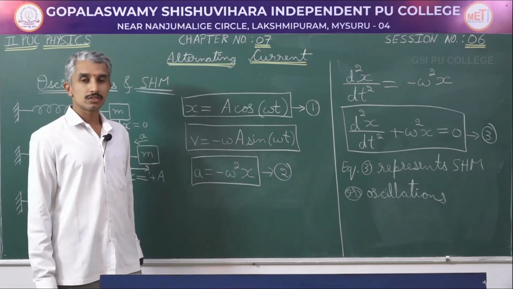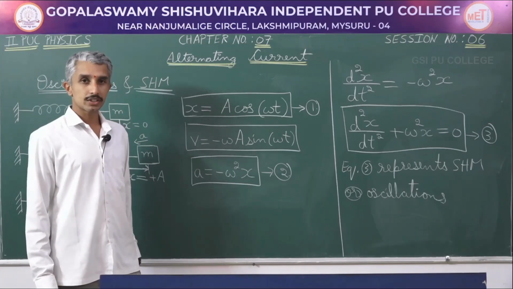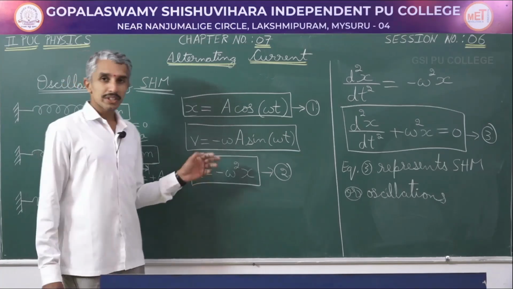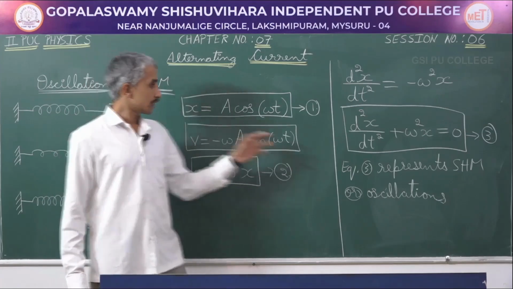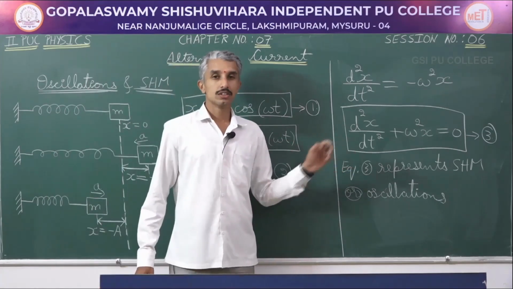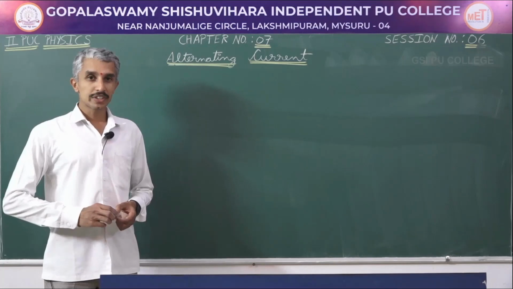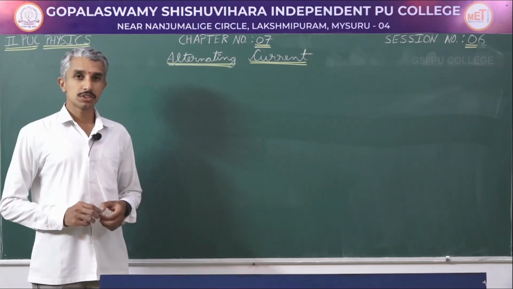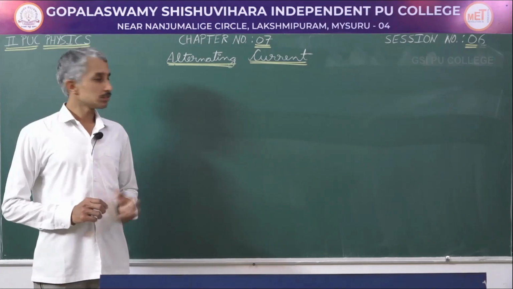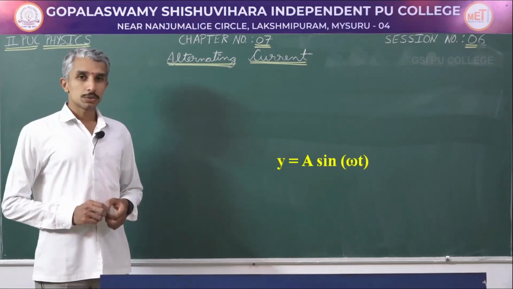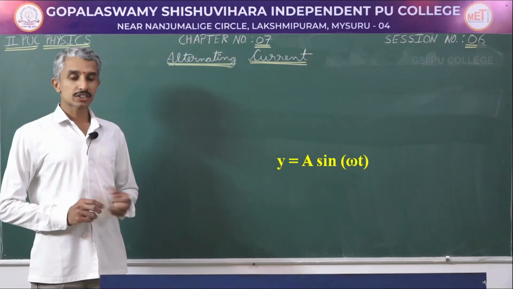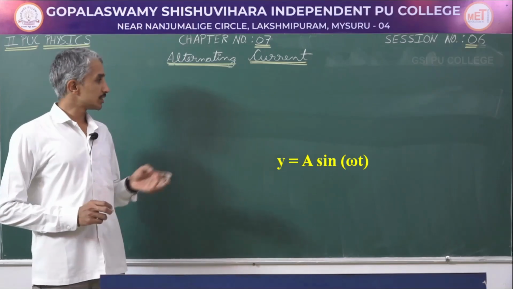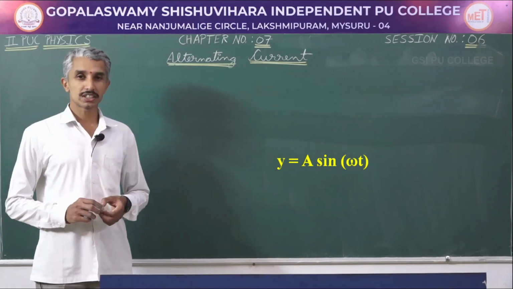Today's discussion, where we will be discussing LC oscillations or LC oscillator, you will see that we will be getting equations similar to equation 1 and equation 3. So, let us proceed. The common habit or the easier way of representing SHM is generally by using the equation y is equal to a sin omega t. Instead of x is equal to a cos omega t, we can use the equation y is equal to a sin omega t.